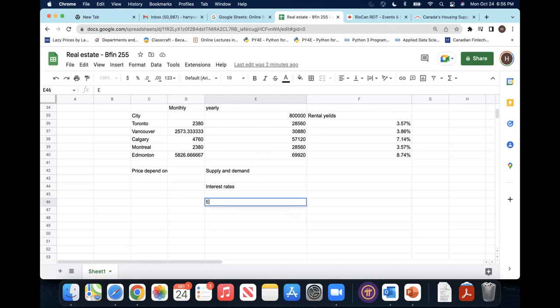Okay. Third is the economy. Economy determines real estate prices. When people have jobs and the economy is doing well, real estate generally does well. When there is a lot of unemployment, like the economy is not doing well, then the real estate market also struggles. A big example is a town like Calgary, or Alberta as a whole.